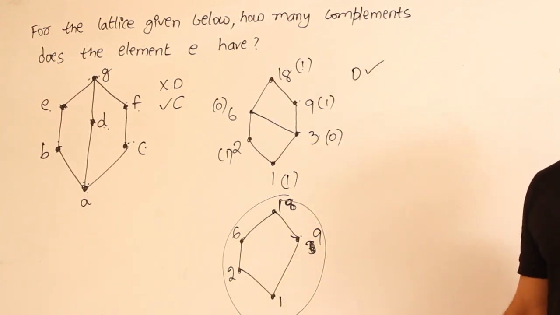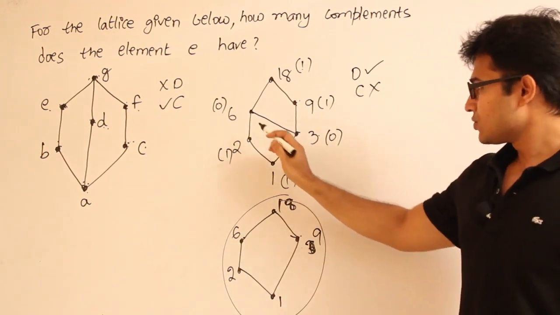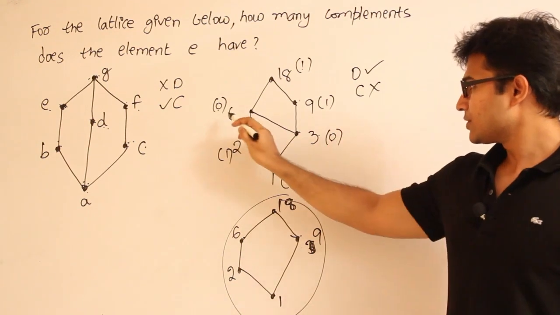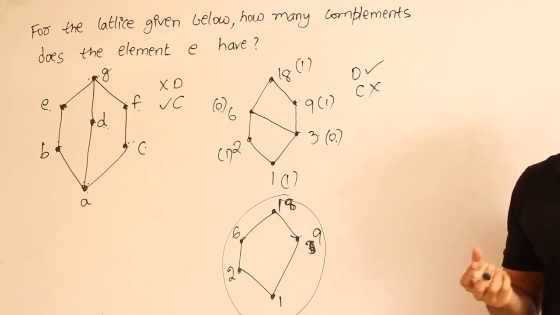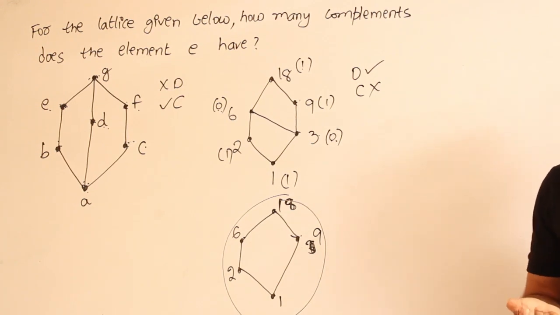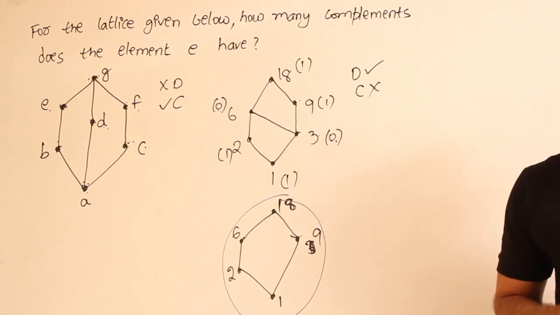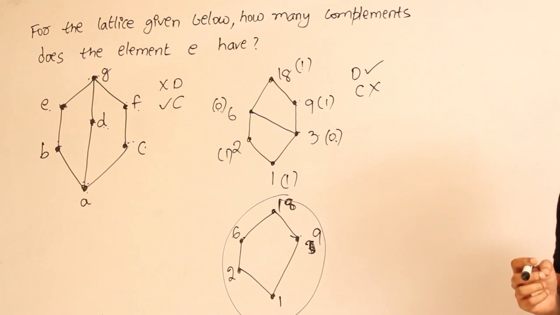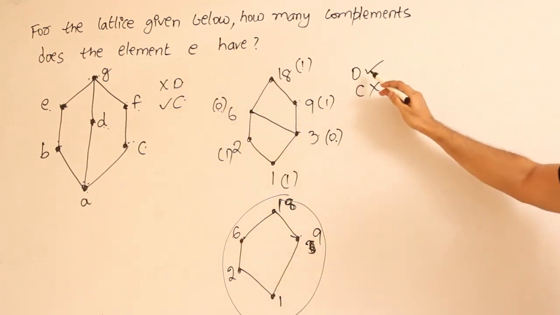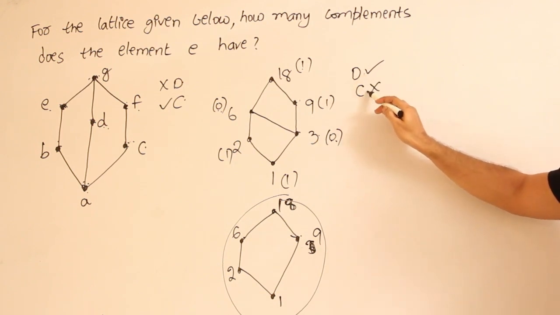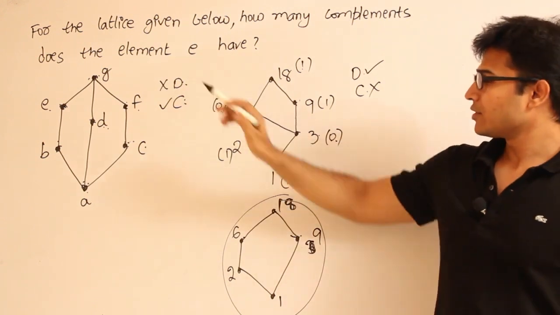What about complement? It is not a complemented lattice. The reason is simple: this one has 0 complements and this one has 0 complements. In a complemented lattice, every element should have a complement, but here we don't have complements at all. That is why it is not a complemented lattice. Are you understanding this? So this is an example of a lattice which is distributive but not complemented. And the earlier one is complemented, but not distributive.